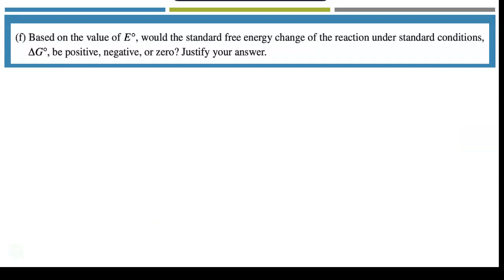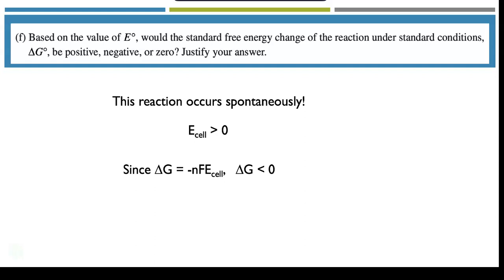Part F. Based on the value of E0, would the standard free energy change of the reaction under standard conditions, delta G naught, be positive, negative, or zero? Justify your answer. Well, we know that the value of E0 is greater than 0. We know that the reaction occurs spontaneously. These two statements are really saying the same thing in different ways. Delta G is defined as negative nFE cell, where n is the number of electrons transferred, F is the Faraday, and E cell is the overall cell potential. Since E cell is positive, delta G is negative. The fact that the reaction occurs spontaneously fits right in.